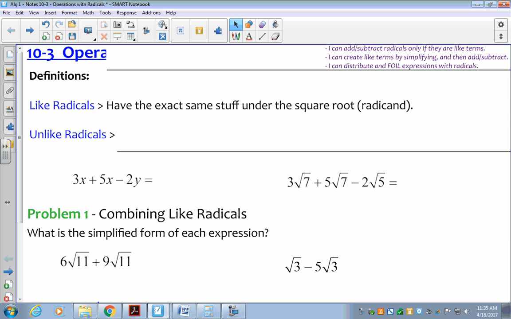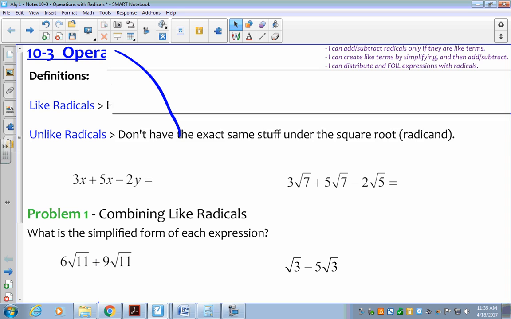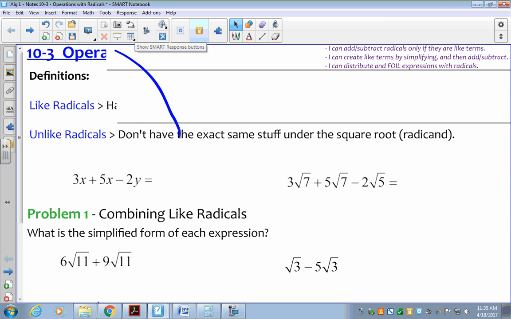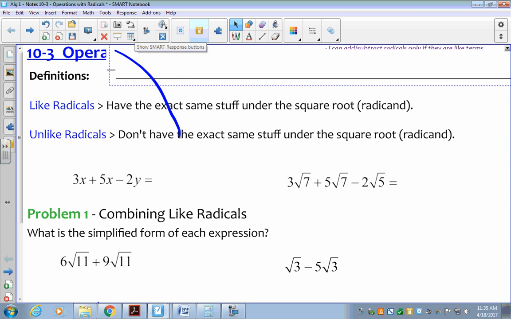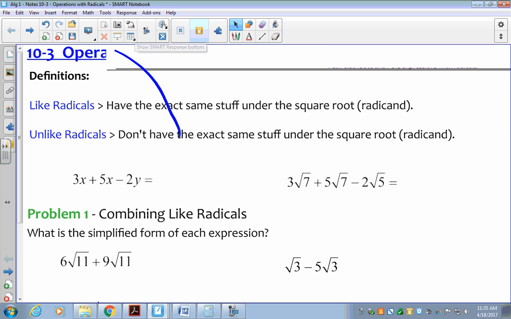And then Rob, when you get that written down, go ahead and see unlike radicals, so you can write that down too. You move it too far up it. Oh, okay. Let's pause the recording.